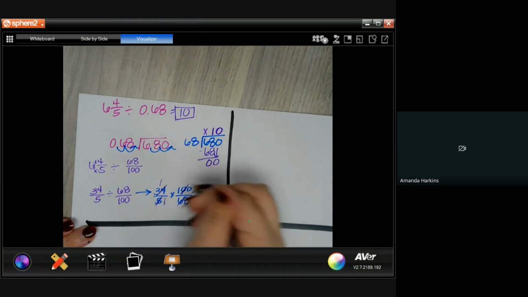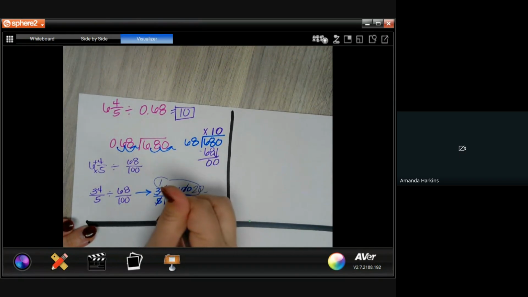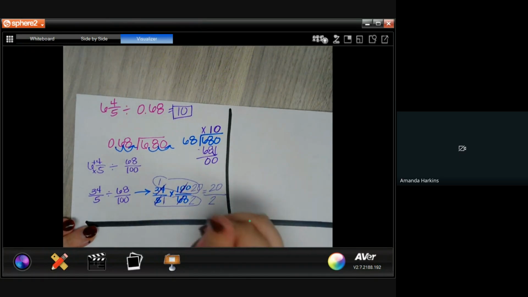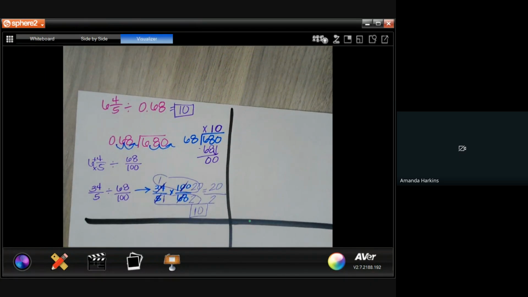So now I'm going to multiply. 1 times 20 gets me 20. 1 times 2 gets me 2. What is 20 divided by 2? It is 10. So 10 matches both. Remember, fractions and decimals are just equivalent of each other.